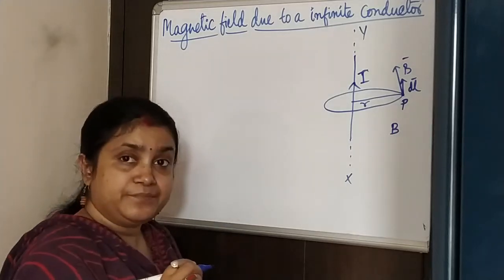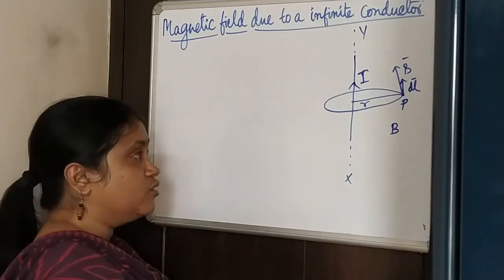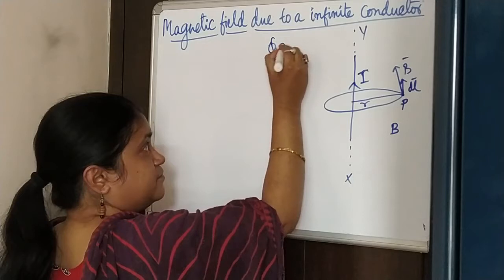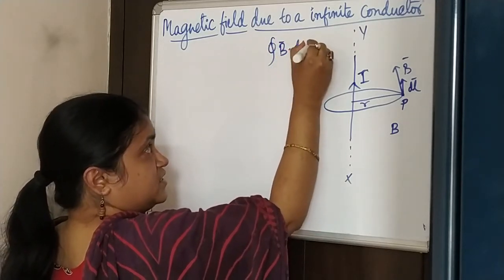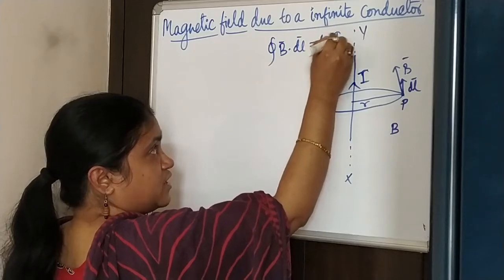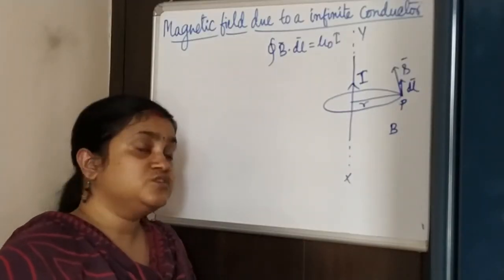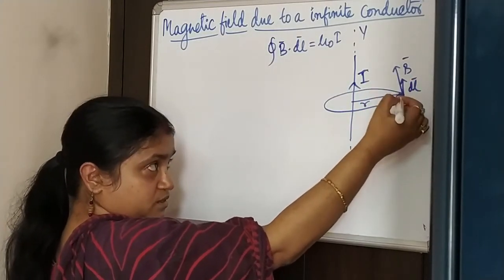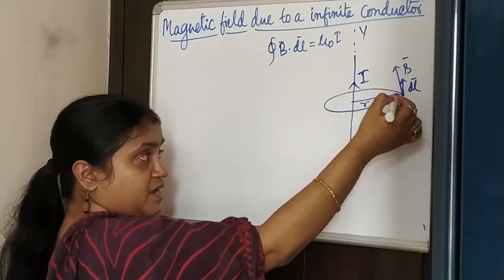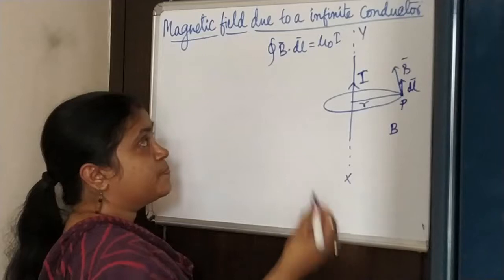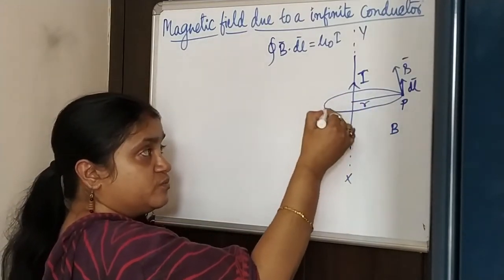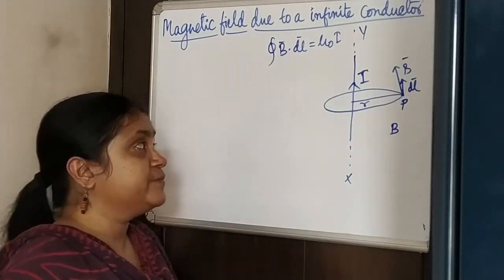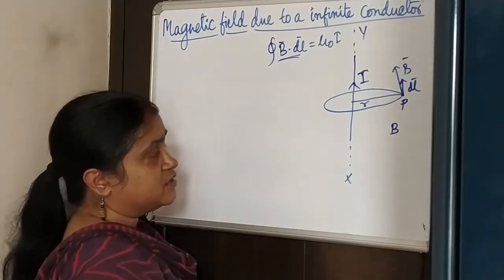Using Ampere's law, or Ampere's circuital law, we can write the circular integral of B dot dl is equal to mu naught I. This is given by Ampere's law. It says that when we have this line element and the magnetic field, and we have this Amperian loop, the line integral of this magnetic field would be equal to mu naught I. Let's break this down a little more.